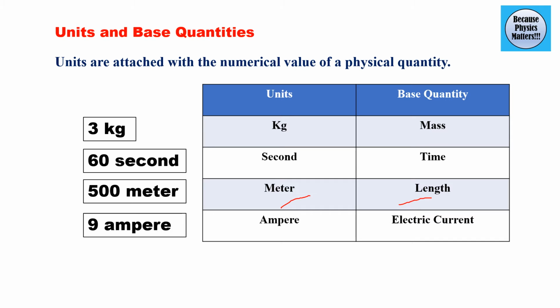Similarly, if we talk about the electric current, 9 ampere means the ampere is a unit, and because this thing is measuring the electric current, the electric current is the base quantity.